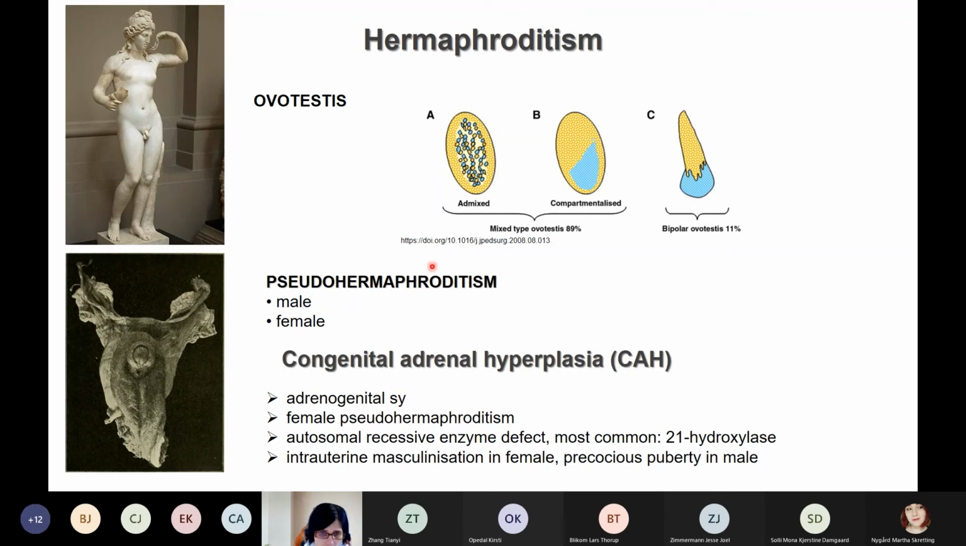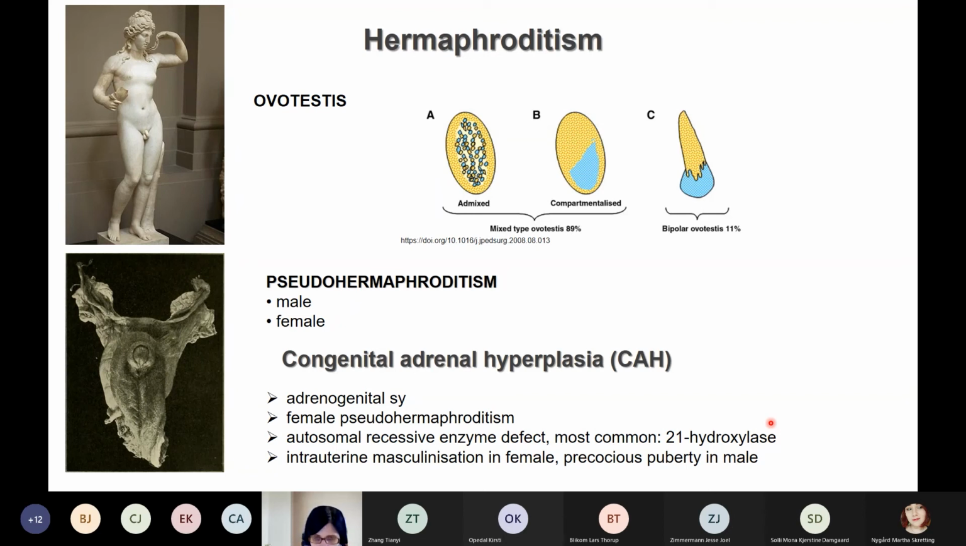In case of pseudo-hermaphroditism, the phenotype and the genotype do not correspond to each other, and we can distinguish male and female pseudohermaphroditisms. The most common type of female pseudohermaphroditism is congenital adrenal hyperplasia. Congenital adrenal hyperplasia is a problem due to an enzyme defect. Generally, this enzyme is the 21-hydroxylase. This enzyme is one member of the steroid hormone synthesis in the adrenal cortex.